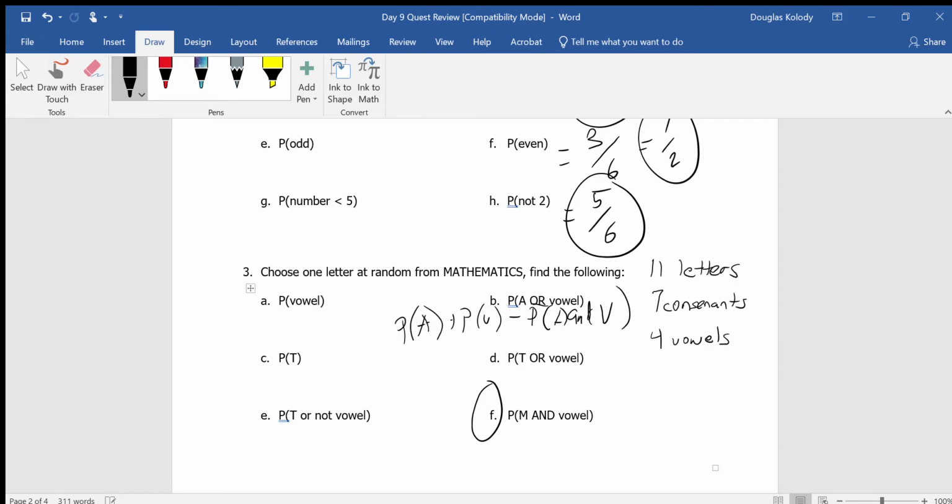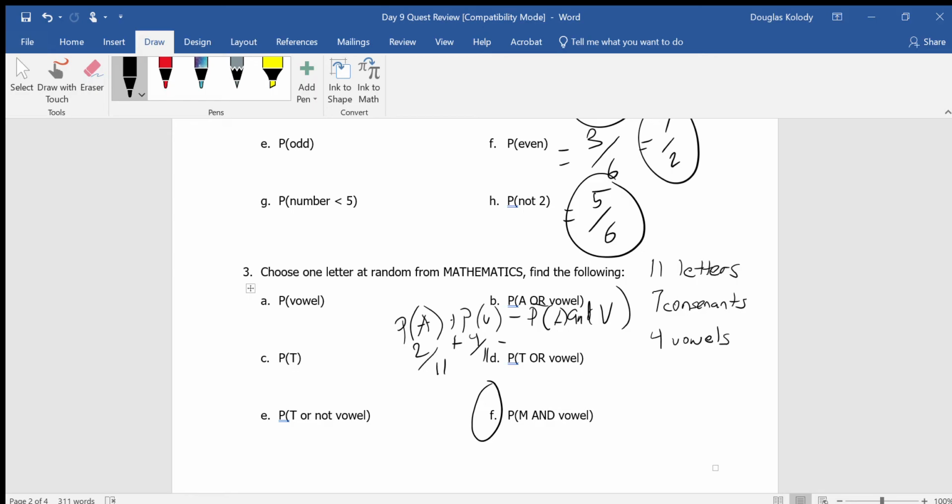So how many A's are in this word? How about 2? 2 out of 11 to be specific. How many vowels are in this word? Well, I wrote that already, 4 out of 11. This is one of those cases where the addition rule formula is unfortunately redundant. However, use the addition rule formula anytime you see the word or.